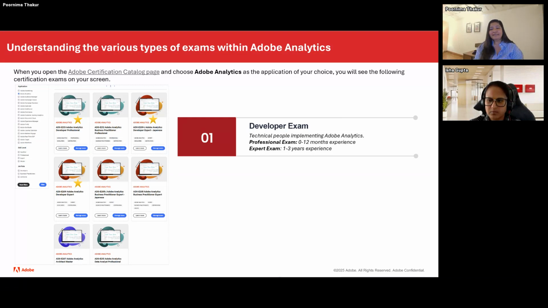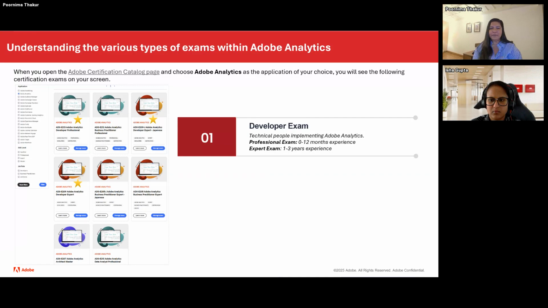Now, the developer exam is something that technical people take in your company. What do I mean by technical people? I mean people who are implementing Adobe Analytics behind the scenes. They are the ones who are setting up the tags. They are the ones who are giving us the variable mapping files, the solution design reference, if you might want to call it that.